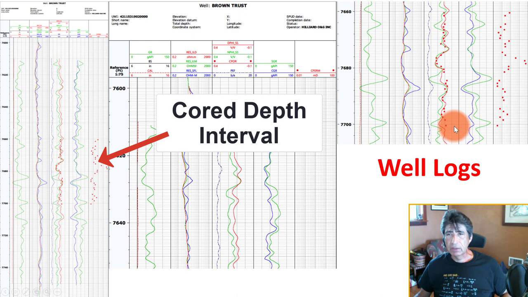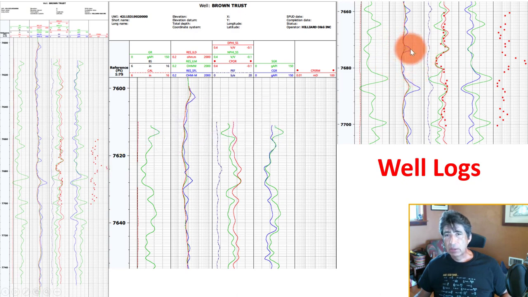So that's the reason why core data are very important to match. The other thing that I want to show here from these logs is that precisely the largest, in this example, the largest permeability that we see on this track, this is gamma ray log on this track. Then we have the resistivity logs, shallow, medium, and deep.